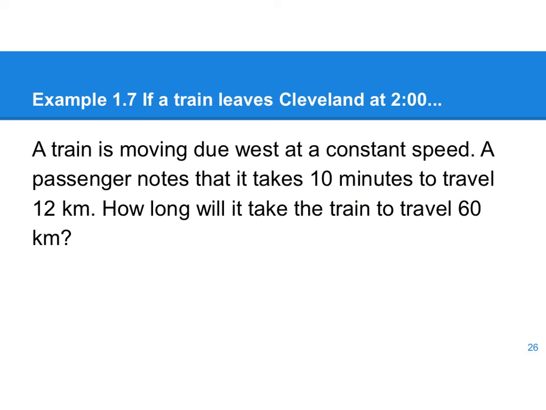All right, so let's go into an example problem. It says a train is moving due west at a constant speed. A passenger notes that it takes 10 minutes to travel 12 kilometers. How long will it take the train to travel 60 kilometers? There's a couple different ways that we can solve this. This is super easy because it is uniform motion.